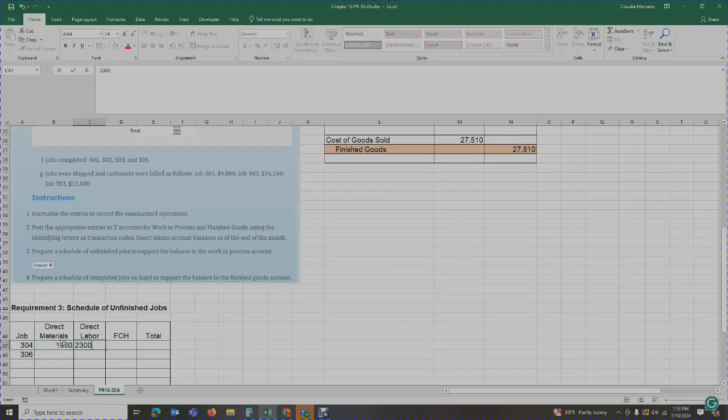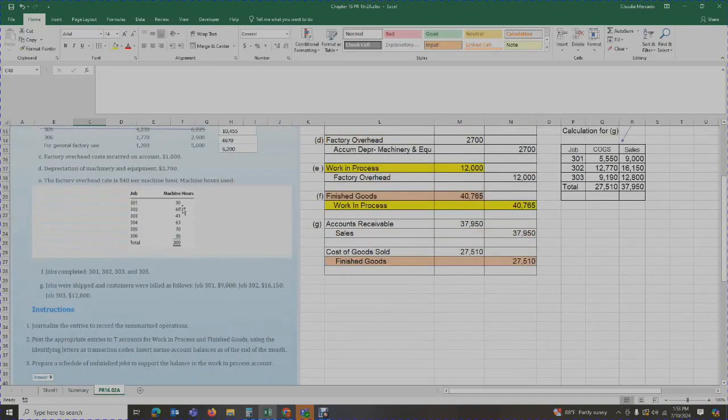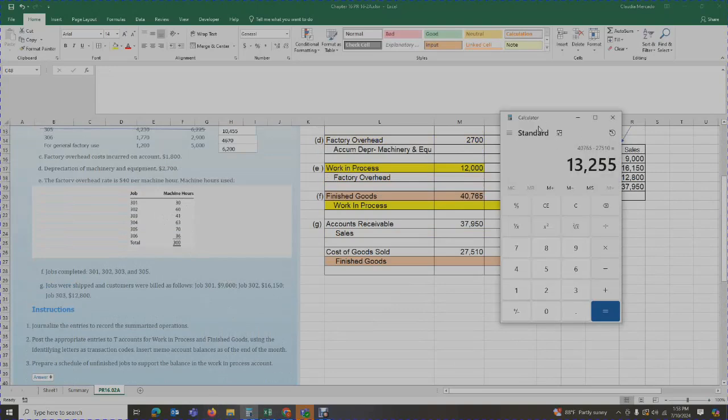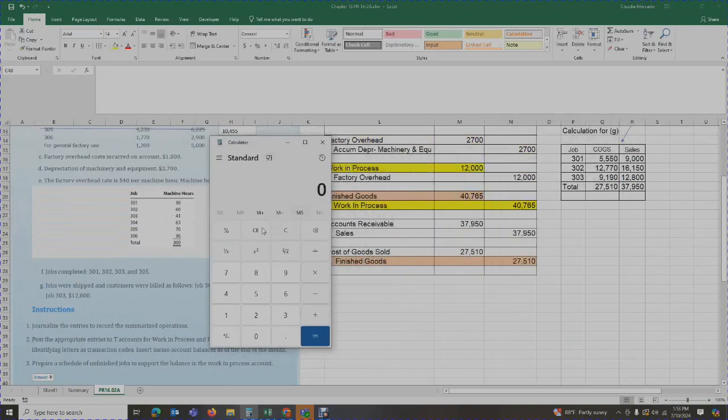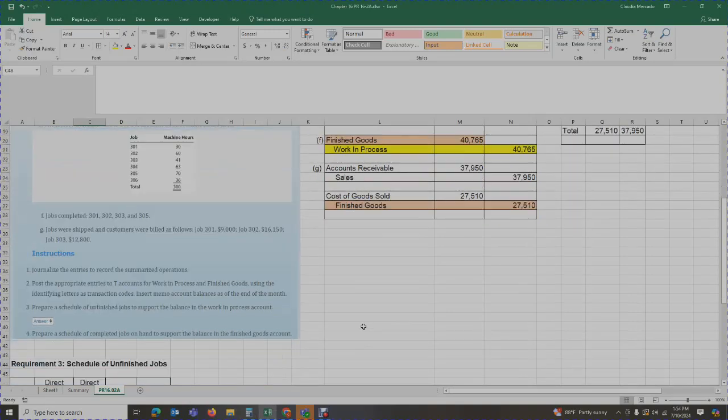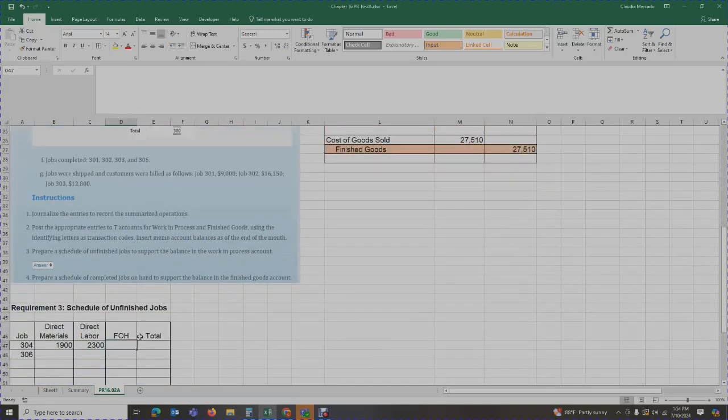$1,900 and $2,300. Now for our factory overhead, we're going to get our calculator and we are looking at job 304. 304 had 63 hours of machine hours at a rate of $40 an hour. That's going to give me $2,520 of the overhead. So I'm going to add that up. And that gives me $6,720.